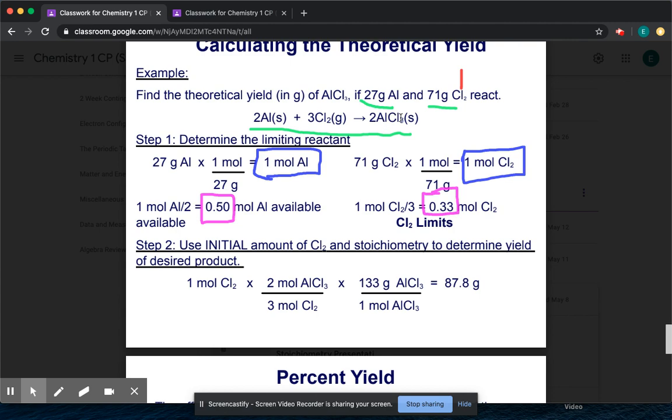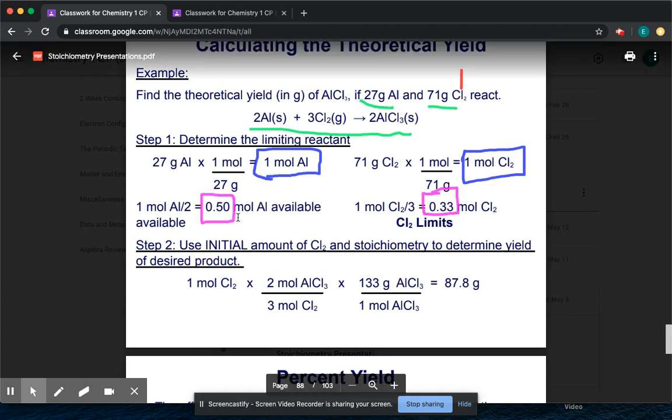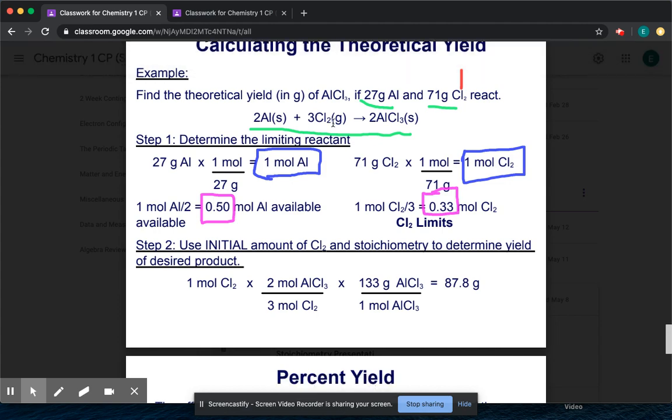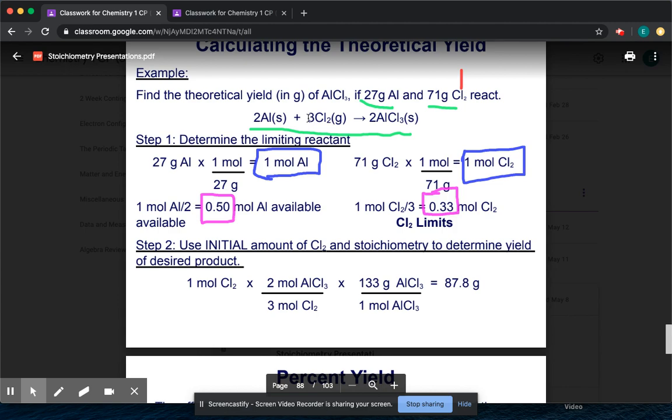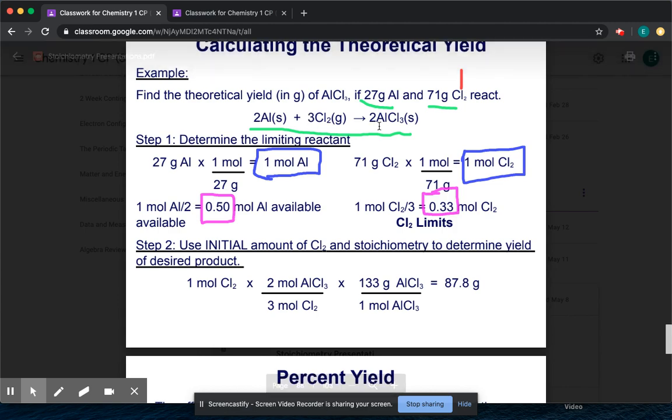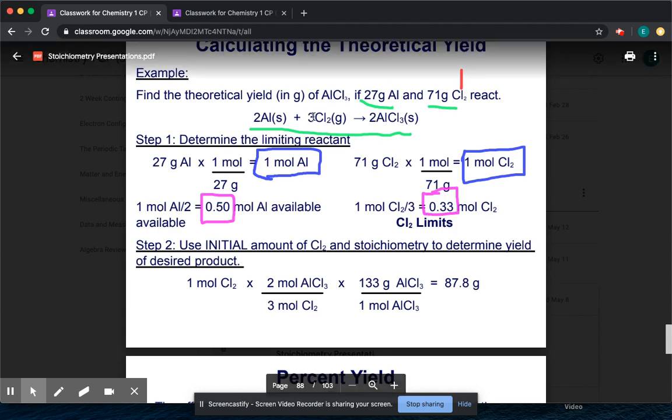This is where you got to set up your ratio like we did in the past, okay? So look at the recipe. What the recipe says, for every 3 chlorines, we will get 2 aluminum chlorides. That's what this says. For every 3 chlorines, we will get 2 aluminum chlorides. So then you're going to set up your ratio based on these numbers, okay? And that's what they do here. This piece right here, this is your ratio.